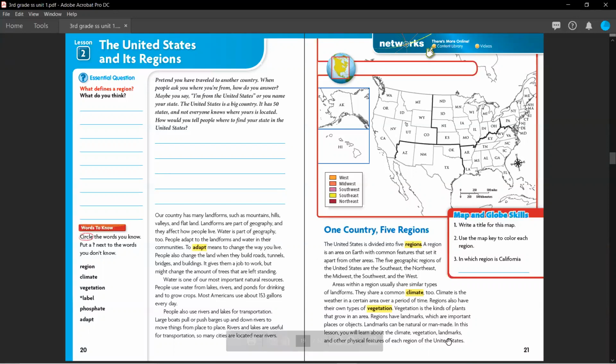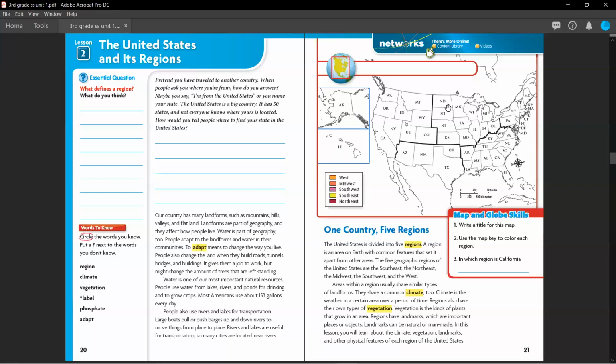Now over here, we're going to read through this section and then we're going to work through this area up top with the map. One country, 5 regions. The United States is divided into 5 regions. A region is an area on Earth with common features that set it apart from other areas. So common features means there's stuff in that area that's all the same, that's different from another place. The 5 regions of the United States are the Southeast, the Northeast, the Midwest, the Southwest, and the West.